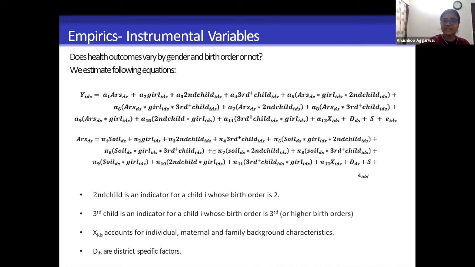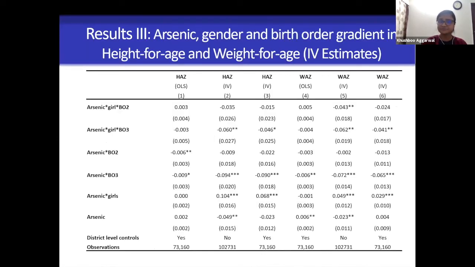Now this variable, third child, is basically an indicator for child i who is born at birth order third or maybe born at later birth orders, later than third. Along with this, we again account for several individual, maternal and family background characteristics, and along with several district-specific characteristics and state fixed effects.